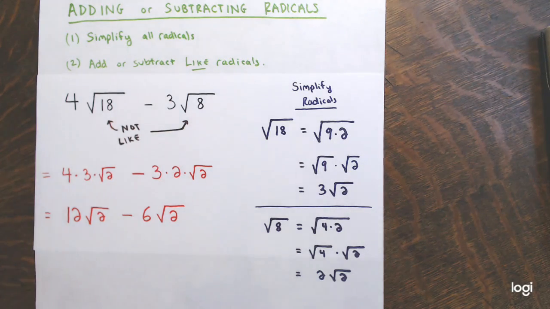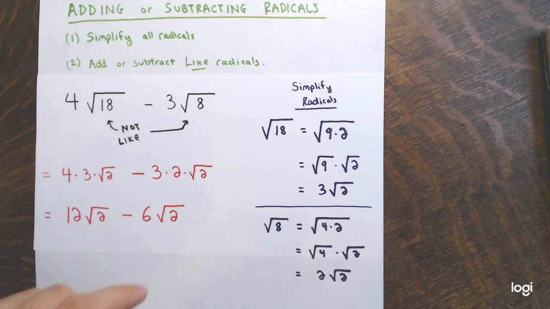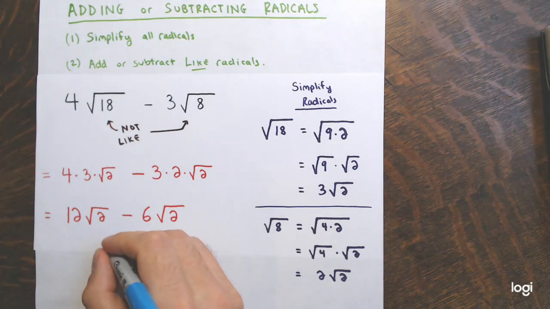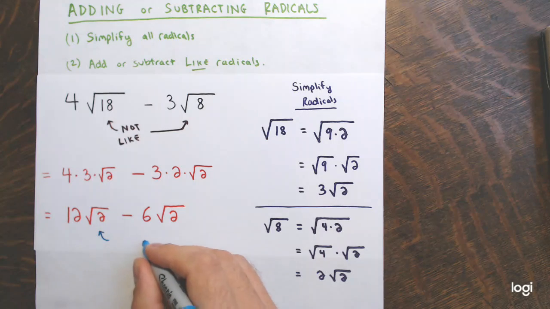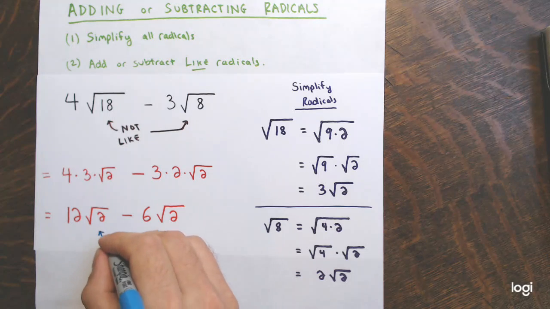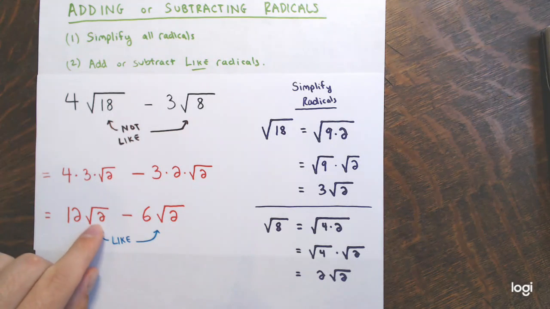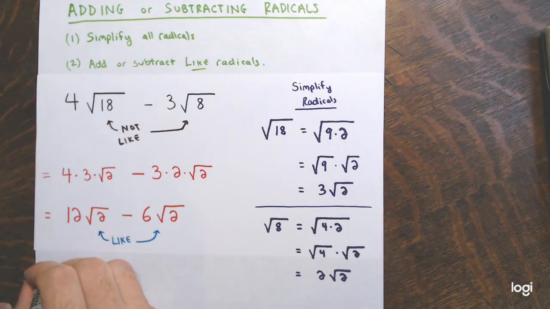Great. So now that's step 1, after simplifying these radicals, you can't break down the square root of 2 any further. Look at what we have now. Now the terms have radicals that are like. Both of them have a square root of 2. So I'm just going to write like. These are like radicals. They both have a square root, both have an index of 2, and additionally both have the same radicand as well.